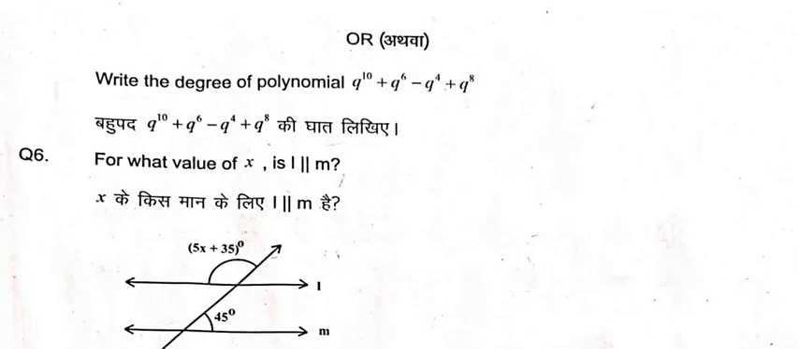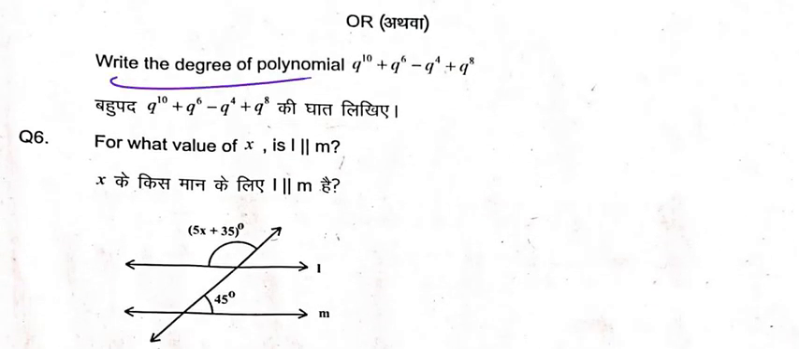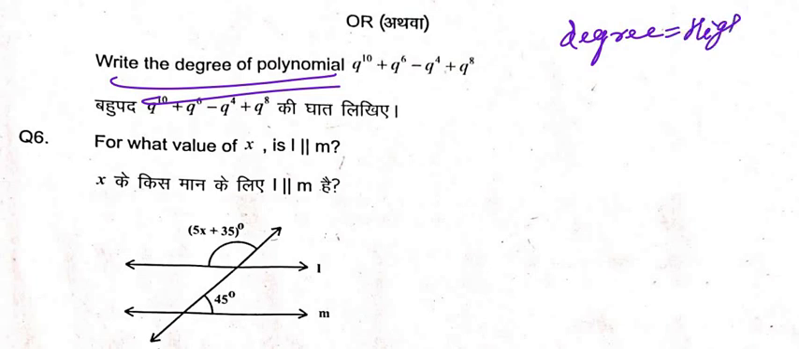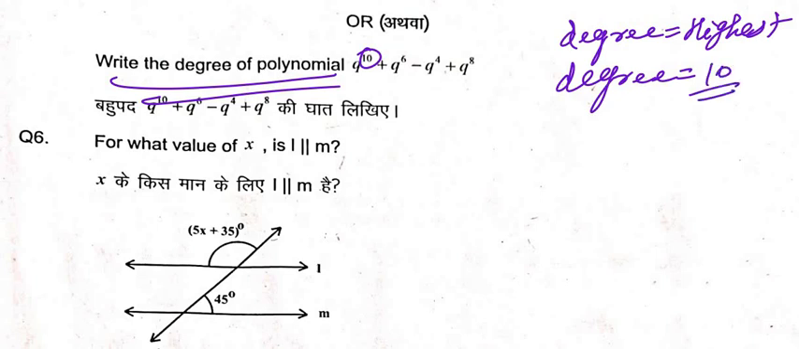Now moving to the OR part. In OR we are having a question, write the degree of the polynomial. As you know that degree means highest power, that is maximum power. So as you already see here, 10 is the highest power. So what will be the degree? Degree of this polynomial is 10. So 10 will be the answer.